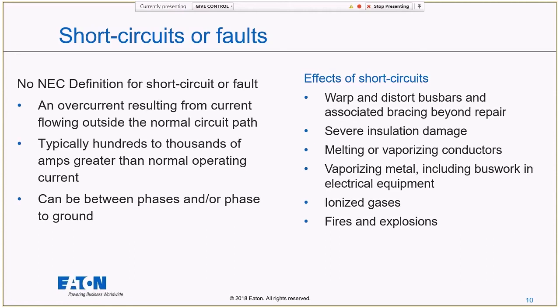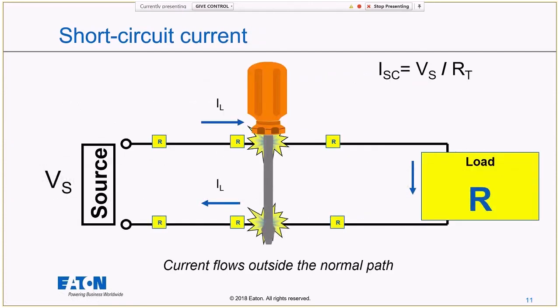The effects of short circuits are wild, right? We get warped bus bars, really severe insulation damage, vaporized conductors, vaporized metals, ionized gas, fires, and explosions. Really, literally explosive effects from some short circuit conditions out there. So, a very typical example of a short circuit current here, right?